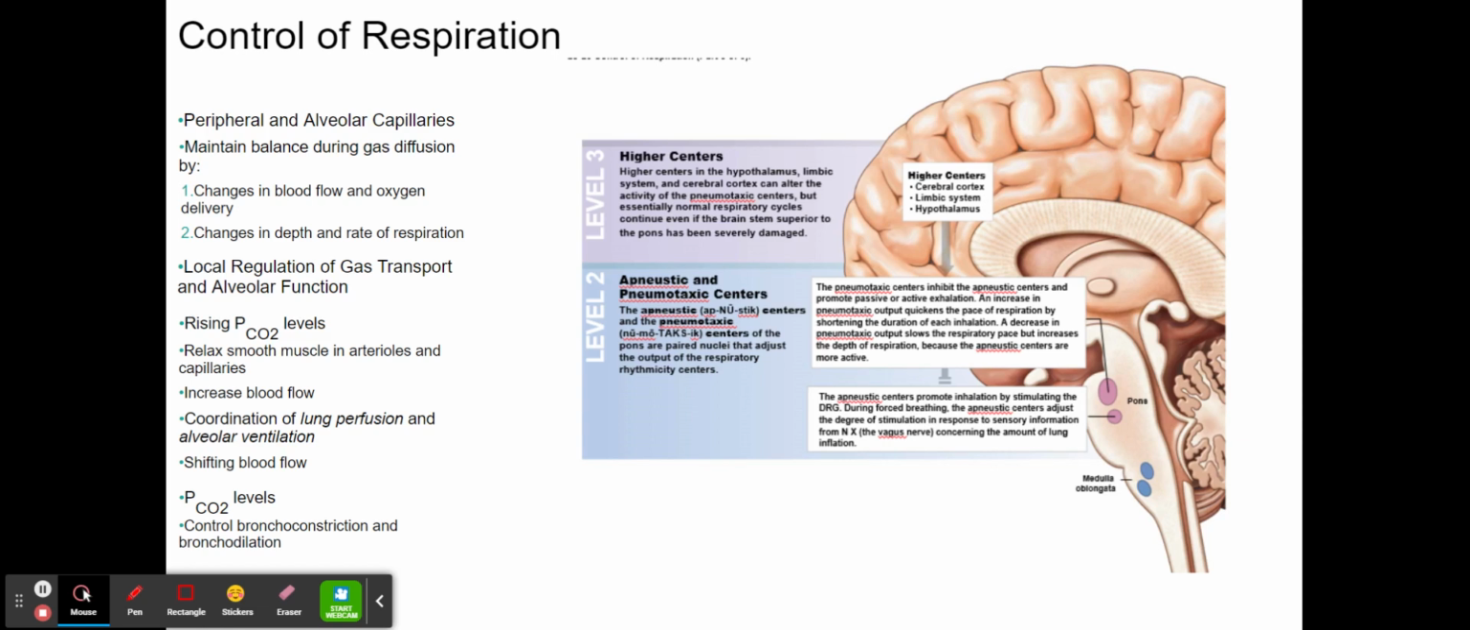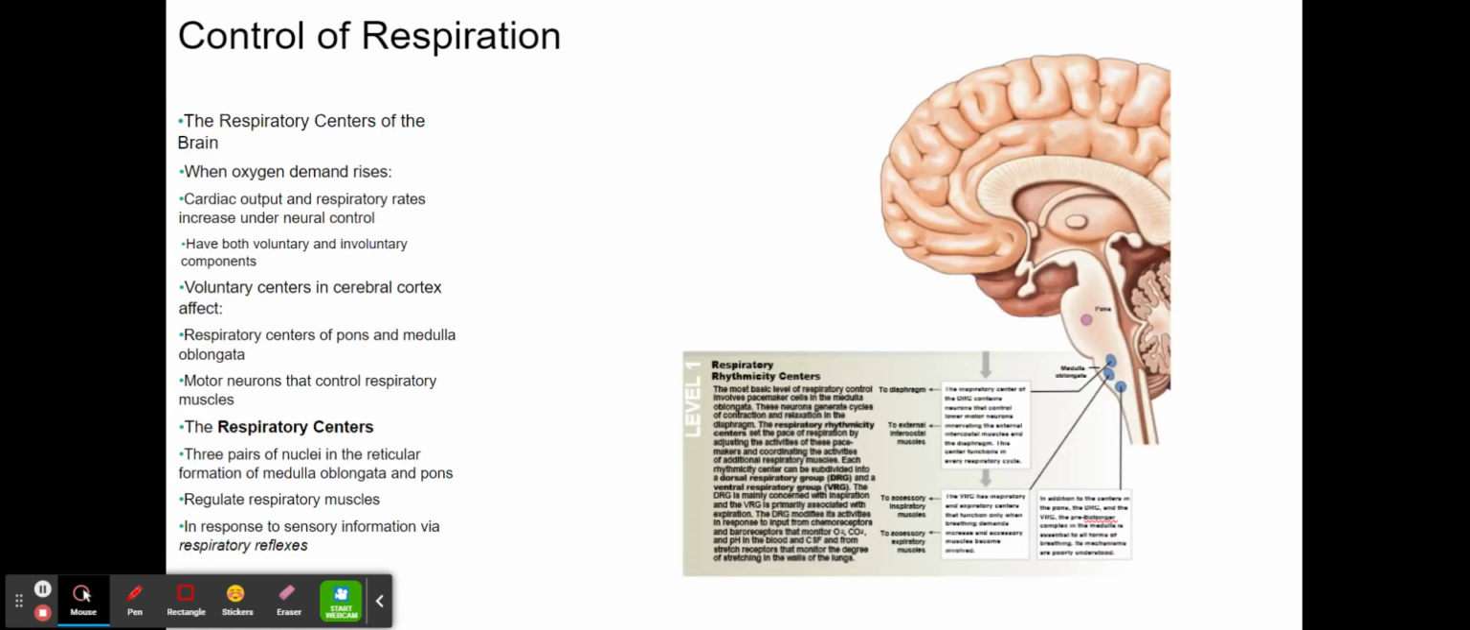Local adjustments improve the efficiency of gas transport by directing blood flow to alveoli with low CO2 levels and increasing airflow to alveoli with high CO2 levels. These adjustments in alveolar blood flow and bronchial diameter take place automatically. When activity levels increase and the demand for oxygen rises, the cardiac output and the respiratory rates increase under neural control. Respiratory control has both involuntary and voluntary components.